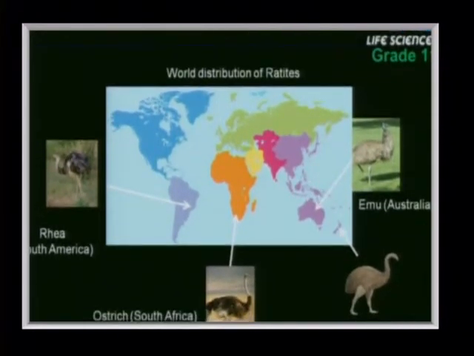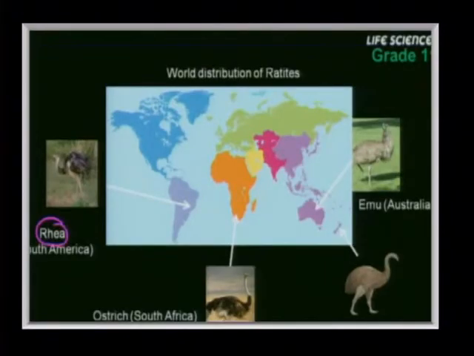So here we're looking at the worldwide distribution. We can see, just basically putting the world map and the different species into context. So here you have your rhea, present in South America, nowhere else in the world. You have the ostrich, of course, in Africa, primarily southern Africa, but also higher up. So you would find the ostrich in Africa.